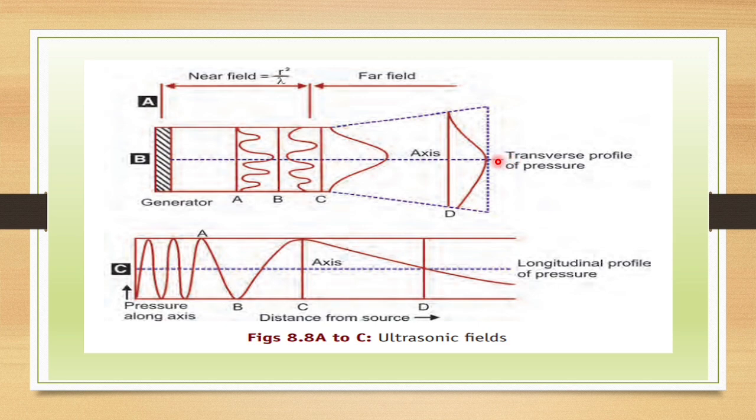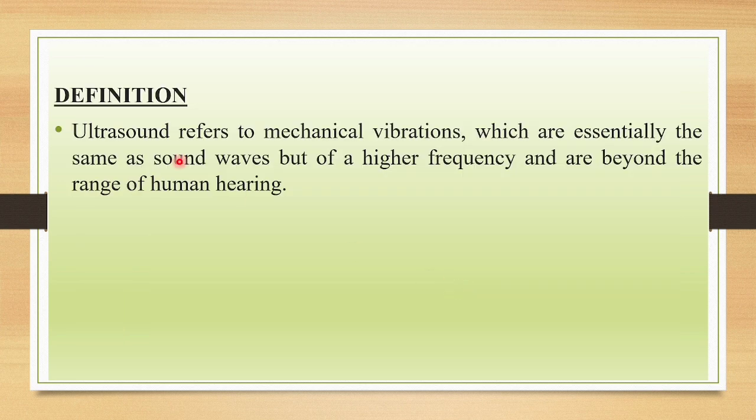Alternate compression relaxation will be occurring in a transverse pattern, and in the soft tissues like your skin, superficial fascia and all, so all these soft tissues, the ultrasonic waves will be moving in an alternate compression relaxation in a rarefaction fashion in a longitudinal pattern. So this is the ultrasonic fields in different tissues. So coming to the definitions, ultrasound refers to the mechanical vibrations which are essentially the same as sound waves but of higher frequency and are beyond the range of human hearing.